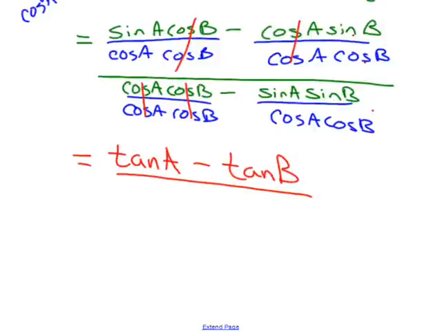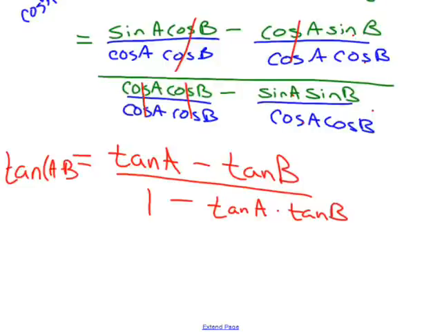If everything crossed off, we're left with a 1. And over here, sine A over cosine A is tan A, and sine B over cosine B is tan B. All right, so we proved the other composite property, tan A minus B.